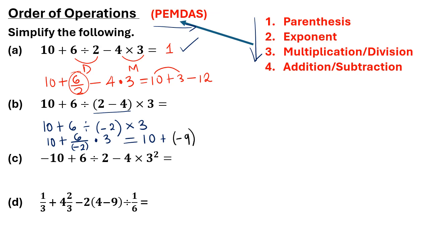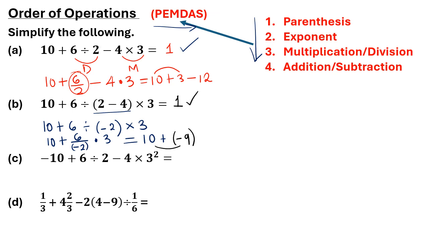All right, because I had to do 6 divided by -2, and that's going to be -3, and -3 times 3 will be -9. So here we have 10 plus -9, and we have seen how to add integers. Okay, 10 plus -9 again will be 1. Good. All right, let's go to the next problem here.